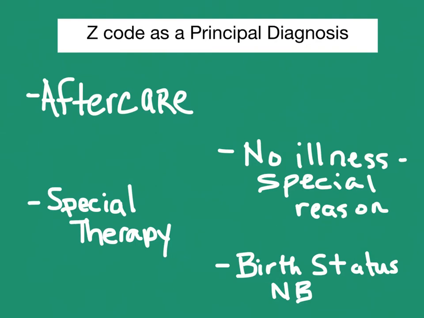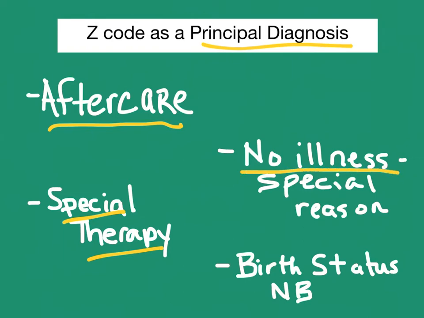Z codes may be used as a principal diagnosis in a few situations, such as if the patient is being seen for aftercare of a condition or procedure, or if a patient is being seen for the sole or single purpose of a special therapy, such as chemotherapy or radiation therapy, or if a person is not currently ill at all, there is no illness, but is seen by health services for a special reason, such as prophylactic care or preventative care for a vaccination, or to act as an organ donor.